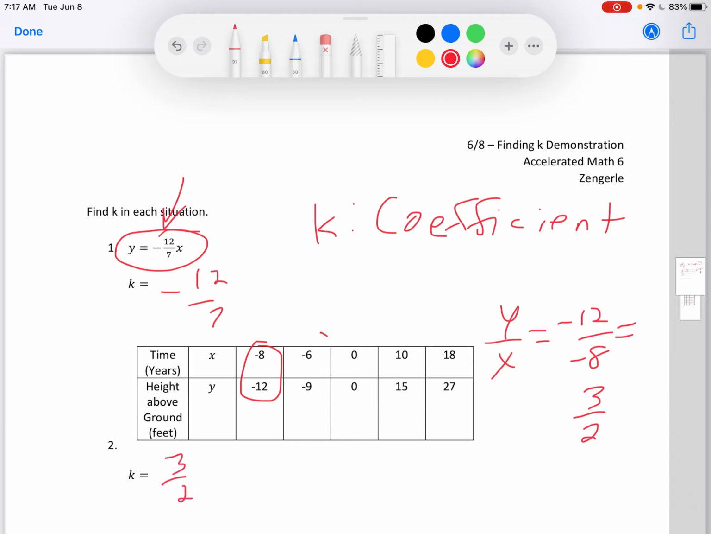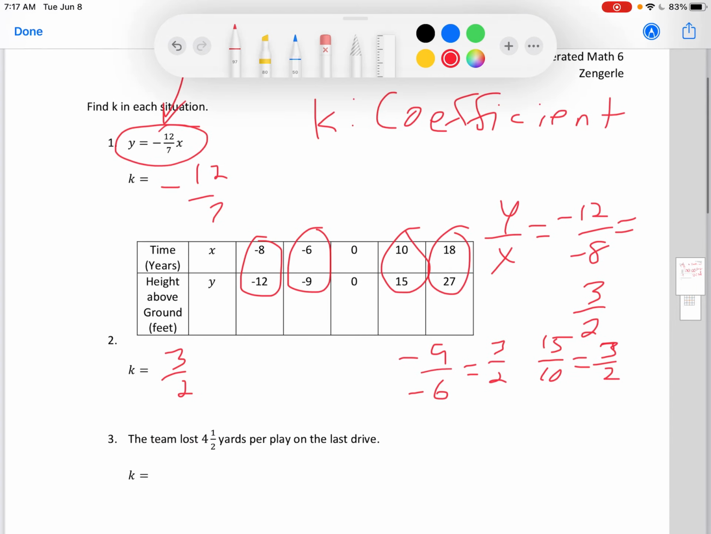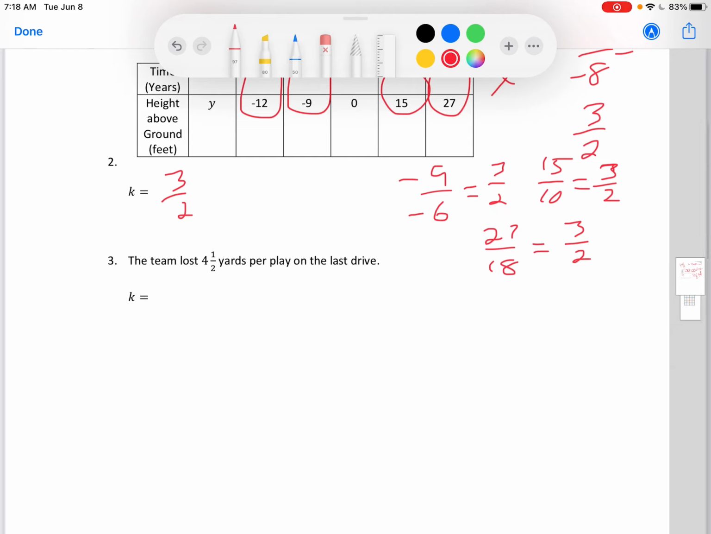Just to demonstrate, it will work with all of them, except of course for 0, because 0 is always equal to 0 in all of these tables that are proportional. Negative 9 over negative 6. 9 and 6 are divisible by 3. I get 3 halves. 15 over 10, divide them both by 5, 3 halves. 27 over 18, divide them both by 9, I get 3 halves. Doesn't make any difference which one of them you use. All you have to do is y over x and simplify it. But of course, do not turn it into a mixed number. K should always be a fraction.